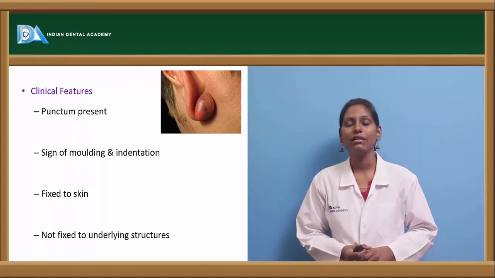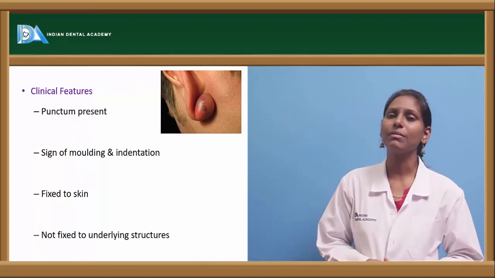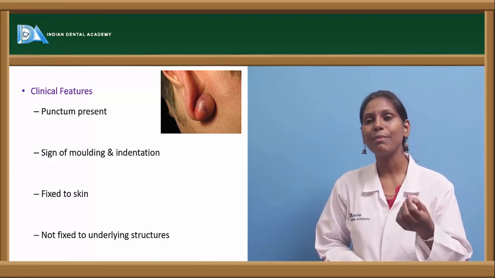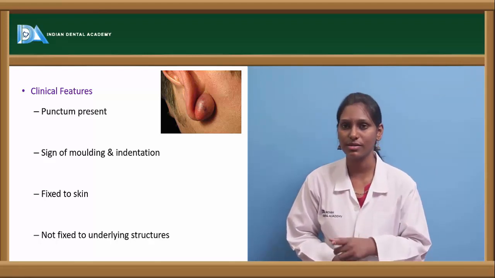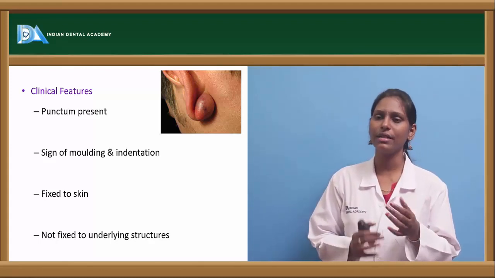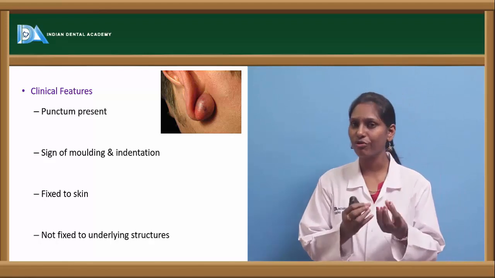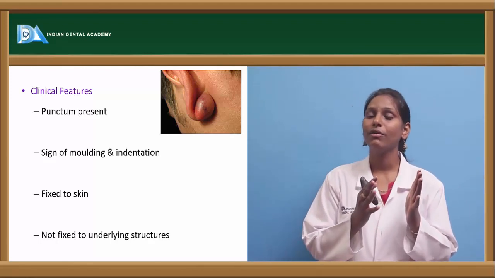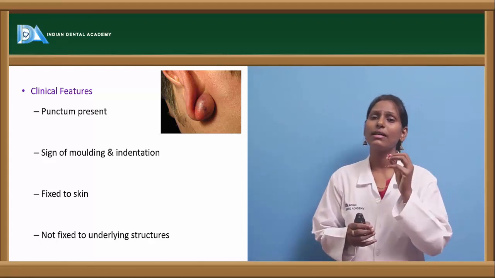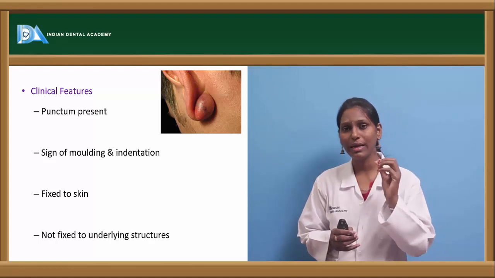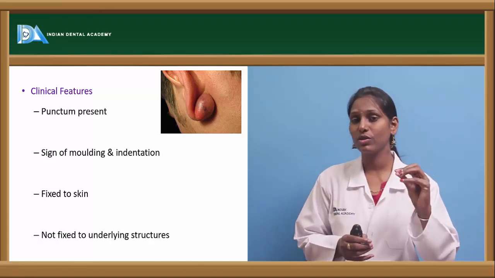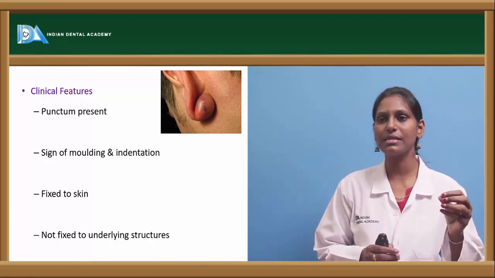When you're talking about the clinical features, remember I talked about the punctum. Punctum is nothing but the opening of your sebaceous gland. This punctum is usually present in case of sebaceous cyst. Punctum is present, and usually a bluish discoloration is seen, and the cyst is smooth and softer in consistency. It ranges from a few millimeters to about 2 to 3 centimeters in size, and this cyst has a characteristic feature that it adheres to the overlying skin, but it is not fixed to underlying structures, and it is soft in consistency.